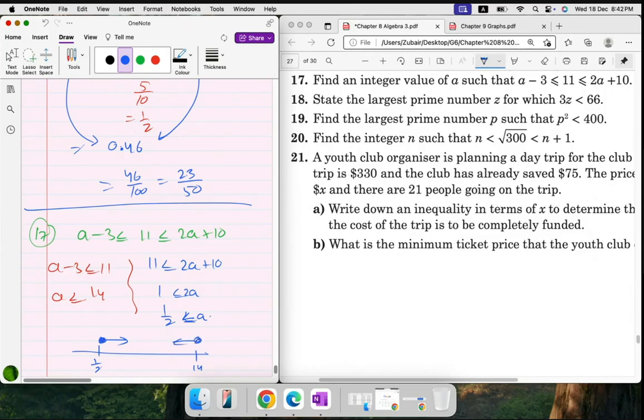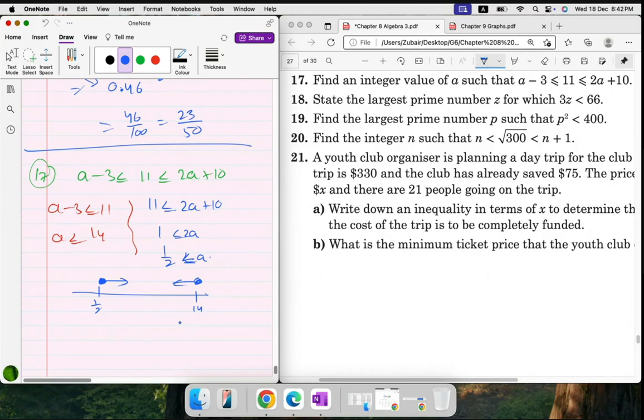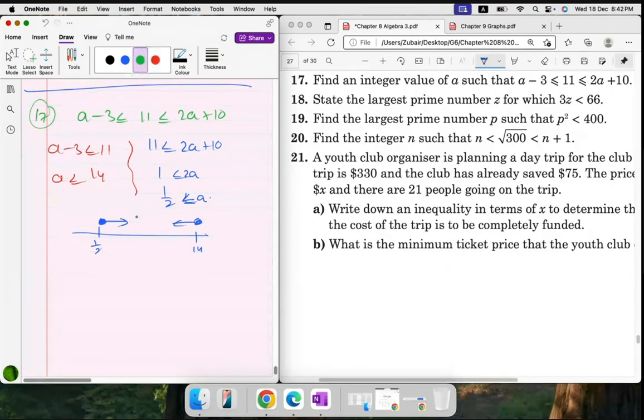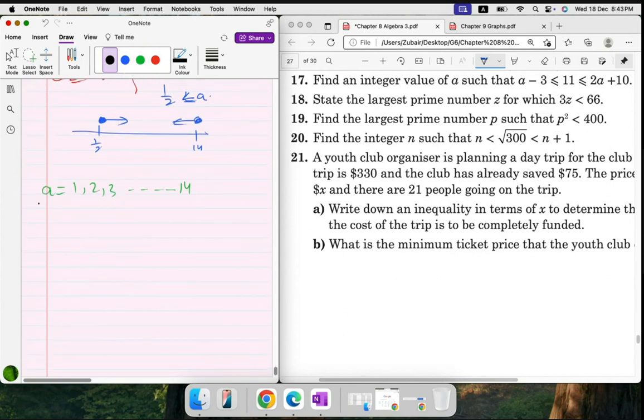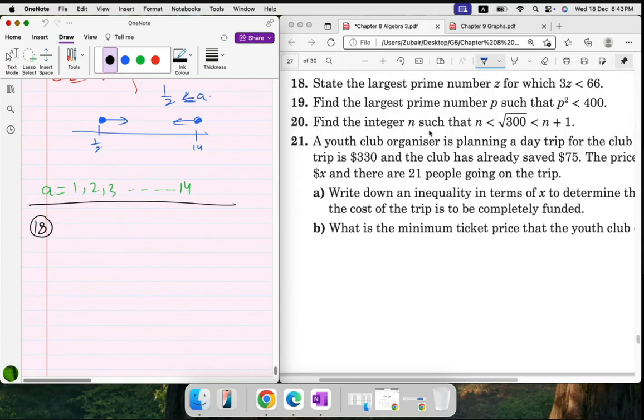these are included. Then it says find the integer value of this such that, so any integer value. It is not 1 by 2, it could be 1, 2, 3, all the way up to 14. Any one value. Whatever the requirement of question will be, we'll just fulfill that. No extra workings.